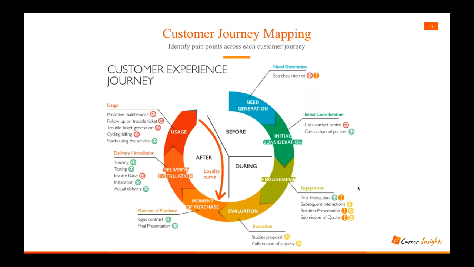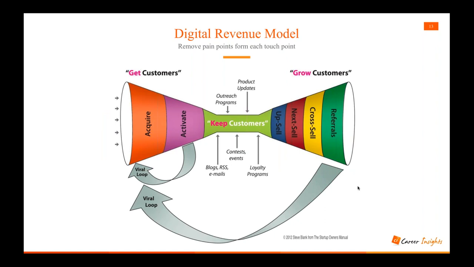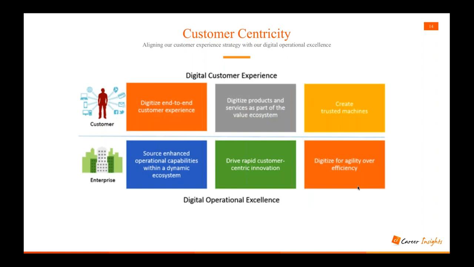But what about when you're on the platform? How do we make sure that everything is digitized and automated as well? So there's the customer experience journey for customer acquisition and the customer experience journey for when you're on the platform, which is customer advocacy. From that, then we have to look at our digital revenue model. For example, how do we get customers and how do we grow customers and what digital technologies can help us to achieve this? And then, in terms of being customer centric, we look at digital operational excellence. What are the areas of the business that we need to digitize in order for us to deliver customer experience?